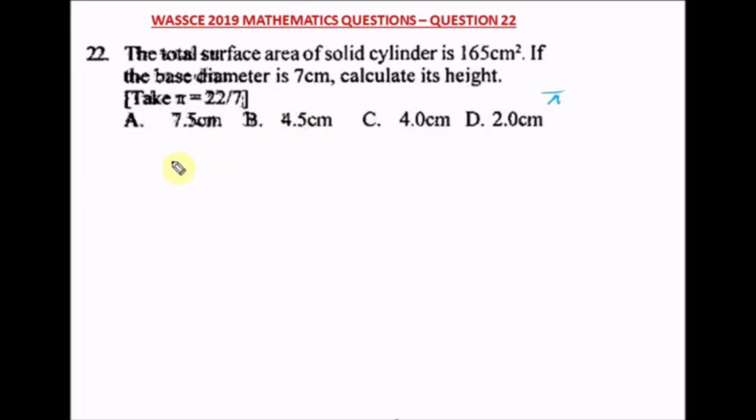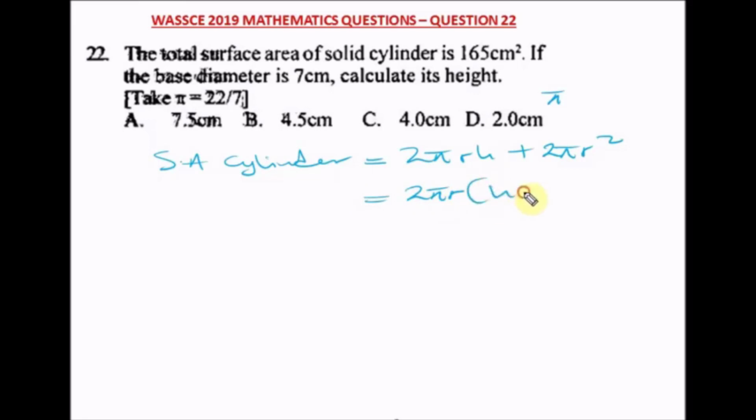But what's the formula for finding the total surface area of a cylinder? The formula is 2πrh + 2πr². If you simplify this further, we have 2πr(h + r). From here we've been told that the total surface area is 165, the diameter is 7, and we are to calculate its height. If the diameter is 7, then our radius will be 7 divided by 2.